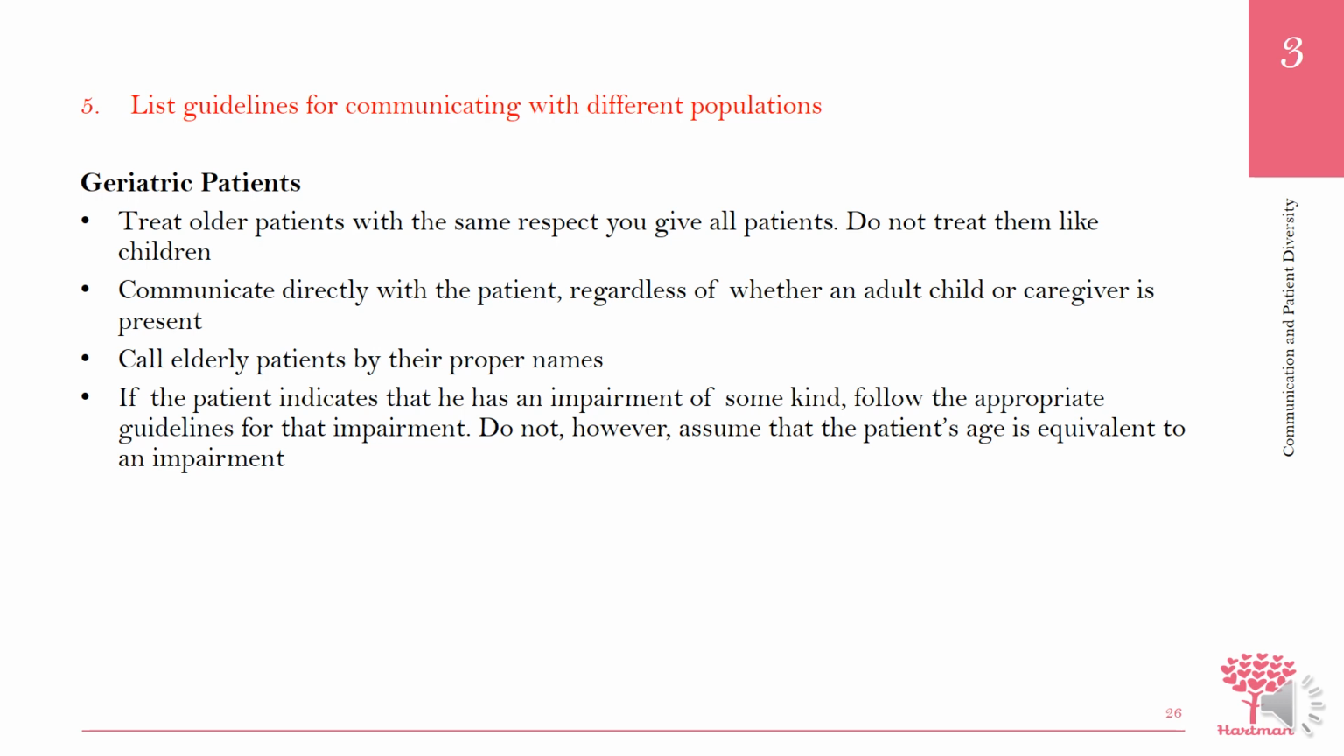If an adult child or other caregiver is accompanying the patient, it's appropriate to answer any questions they may have. It's important to communicate directly with the patient themselves. Speaking only to the adult child or caregiver is disrespectful and suggests that you do not believe the elderly patient is able to understand and communicate for themselves. They lose their autonomy. Call elderly patients by their proper names. Do not use terms like sweetie or dearie. If the patient indicates that he or she has an impairment of some kind, follow the appropriate guidelines listed above.